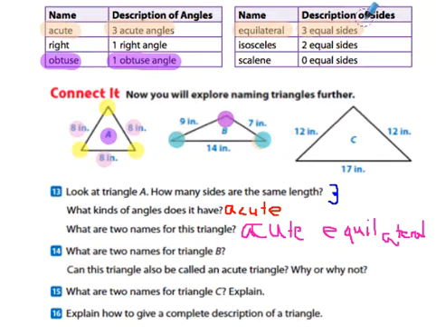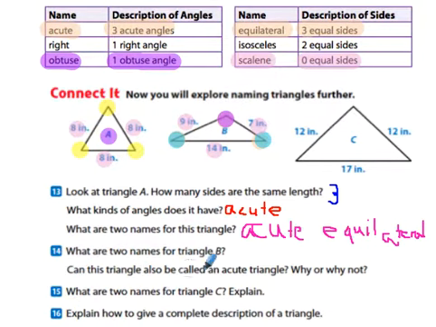Let's look at the sides. One side's 9 inches, one side's 7 inches, and one side's 14 inches. Are any of those sides the same? No, none of them are. So we should know that if we have no equal sides, it's a scalene triangle. So this triangle here could be called obtuse scalene, right?